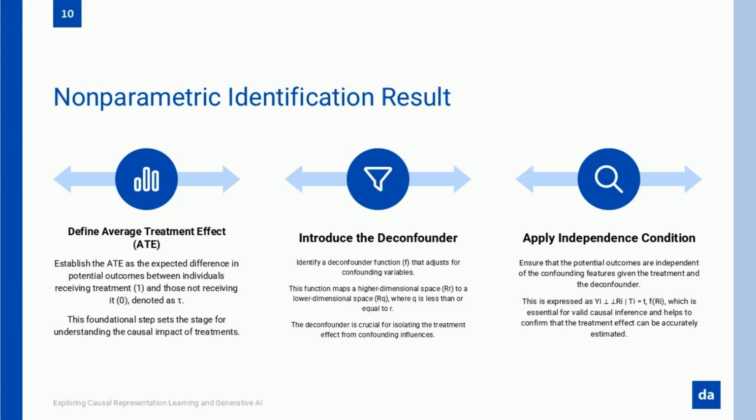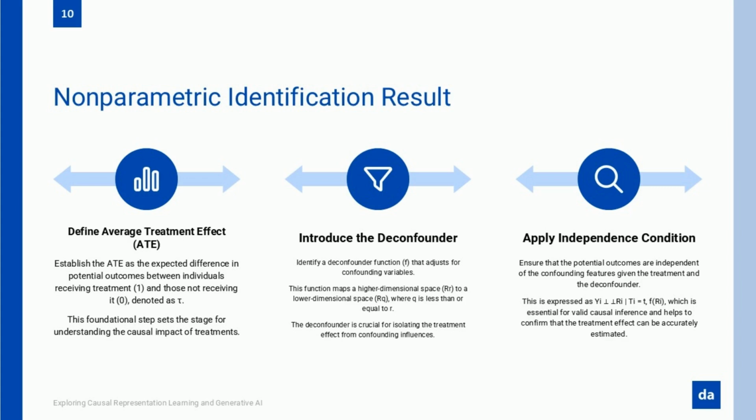At the heart of this approach is the concept of the average treatment effect, often referred to as ATE. This measures the difference in expected outcomes between individuals who receive the treatment and those who don't. Think of it as comparing two possible realities, one where someone gets the treatment and one where they don't. The ATE is simply the average difference between these two worlds.